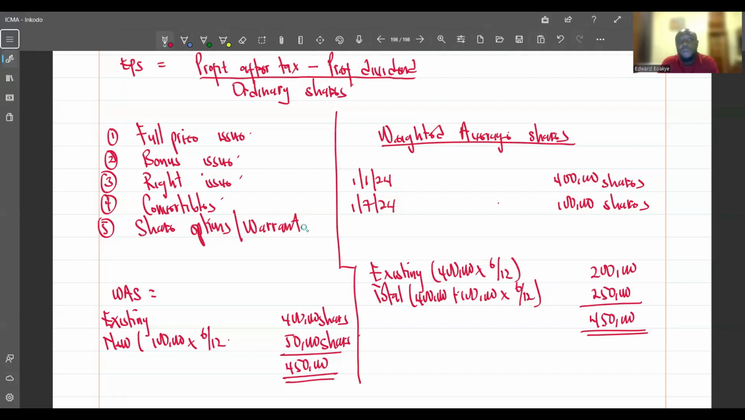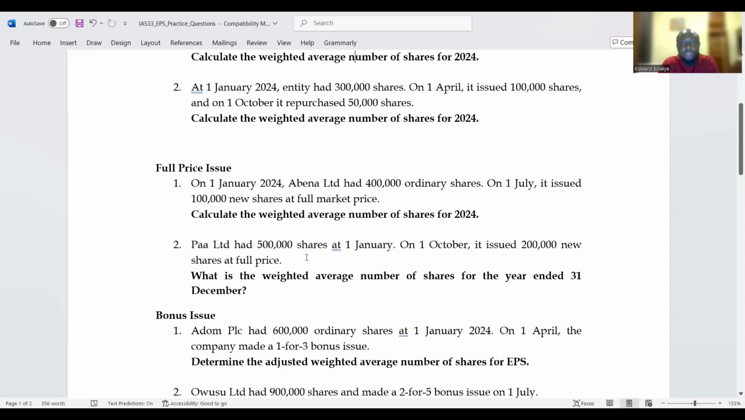So in a full price issue, this is how you are going to calculate for your weighted average shares. You just divide the profit after tax that you have, less preference dividend from it, by the weighted average shares, and we are good to go. So let's go and get a question on full issue. That's full price issue.